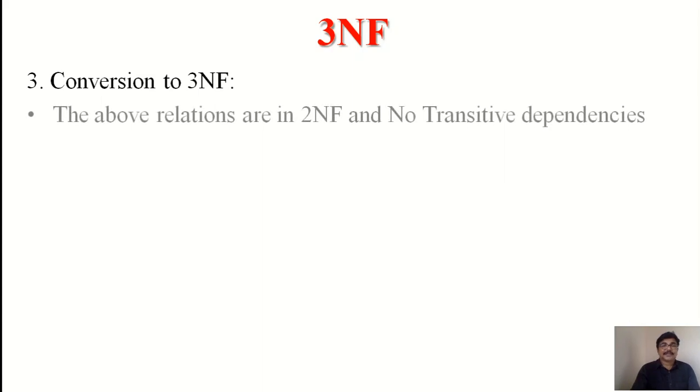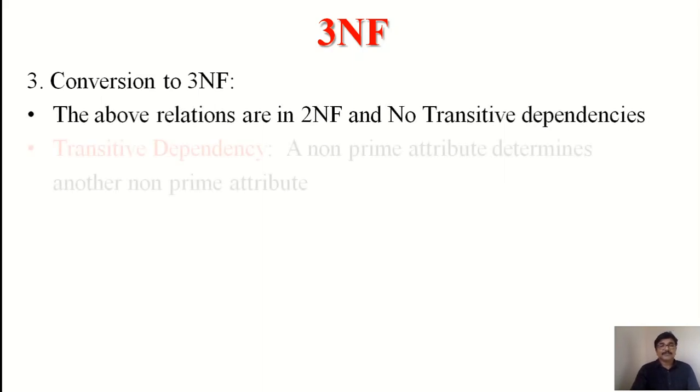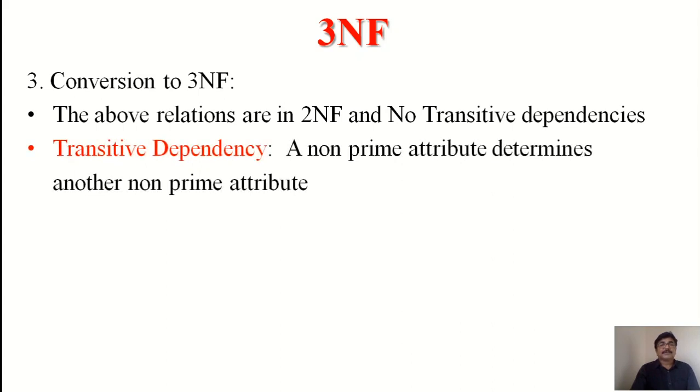And the next one is third normal form. If you want to apply the third normal form for a table, first the table should be in second normal form and have no transitive dependencies. Let us see what a transitive dependency is. A transitive dependency means a non-prime attribute determines another non-prime attribute. Non-prime is nothing but non-key attribute. A non-key attribute determining another non-key attribute is called a transitive dependency.